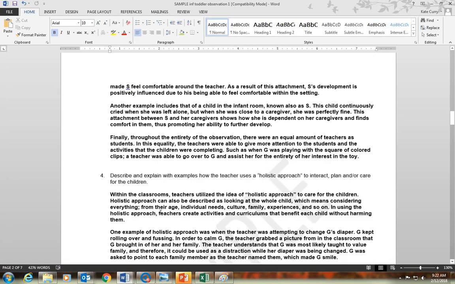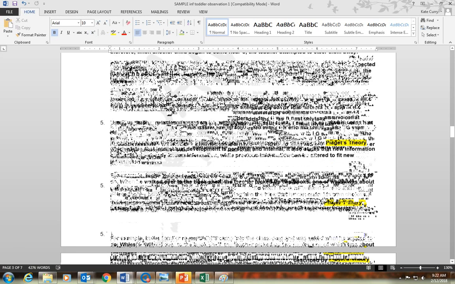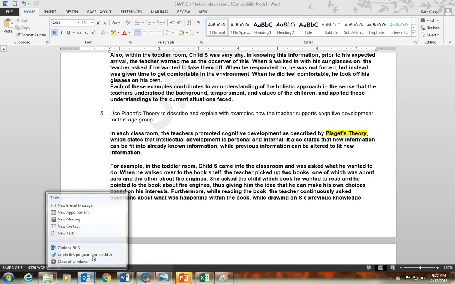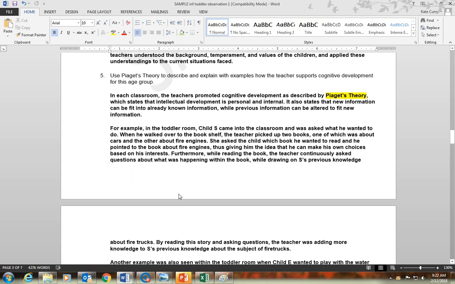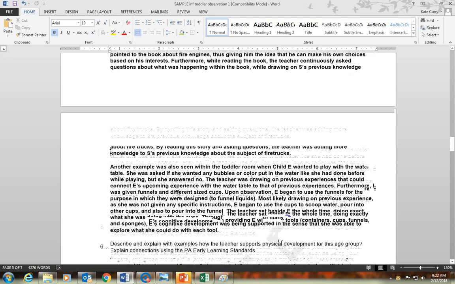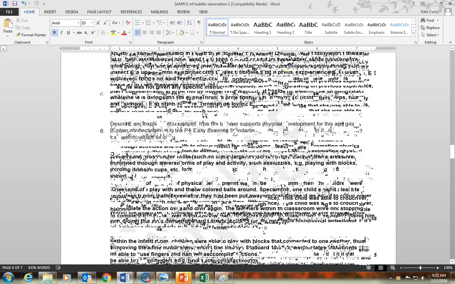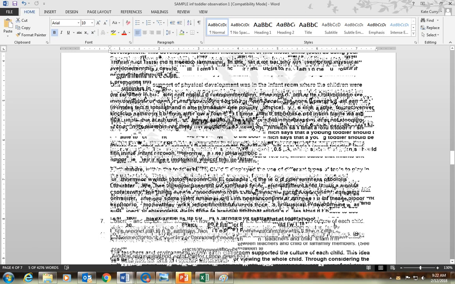So you'll see this particular student gave several good examples on each one. This was absolutely an A paper. Here it's about Piaget, and they explain his theory, and then they also give examples about his theory as they saw it in action. PA early learning standards, again, what did you see the children doing that met what the expectations are for their age and the standards that are used for them?